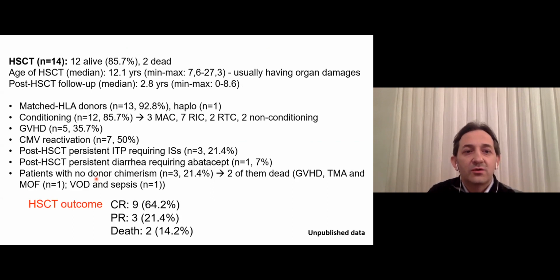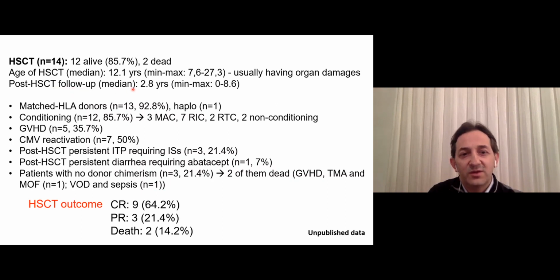So looking at the transplantation, 14 LRBA patients were transplanted, as I said. The majority of them are still alive. The median age at transplantation was 20 years. It was a bit late. And those are usually the patients with a severe phenotype with multiple organ involvement.